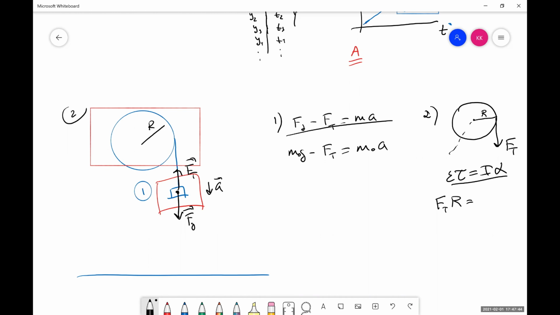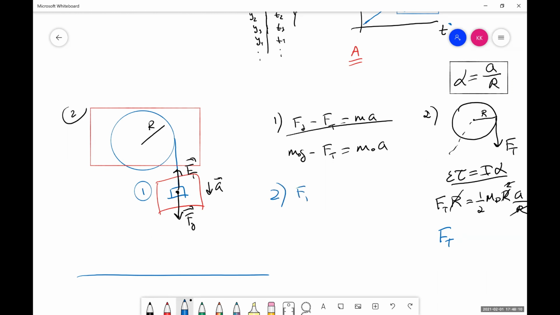That means I can write this as 1/2 mass of the disk times the radius squared, then times acceleration. But acceleration, alpha, is equal to linear acceleration divided by radius. Now, if I rewrite that, it becomes linear acceleration divided by the radius. So this cancels with that, and this cancels with this. And what I get is equation 2, which is f of t equals 1/2 times mass of the disk times acceleration.